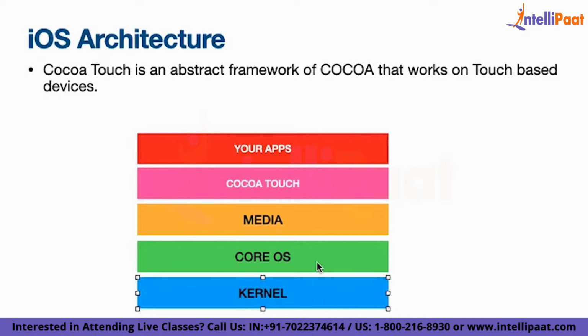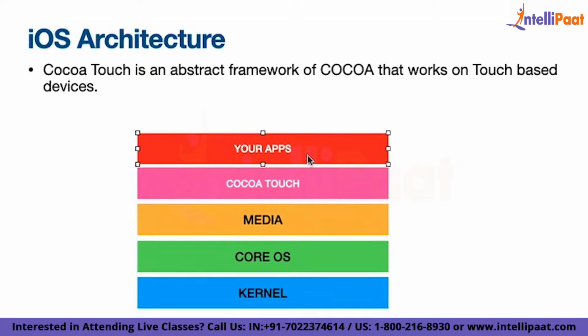On top of the kernel comes the operating system, which is the Core OS. This handles the entire framework or runtime. On top of that comes the media layer, which talks about your audio, video, and interactions with the audio and video layers. Then comes Cocoa Touch. Cocoa Touch is our place. This is the place where we play, where we write the code. On top of Cocoa Touch, we build our apps. So your apps will be built on Cocoa Touch.